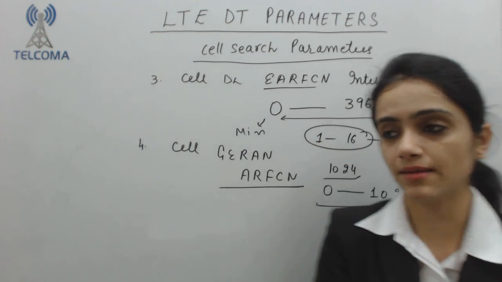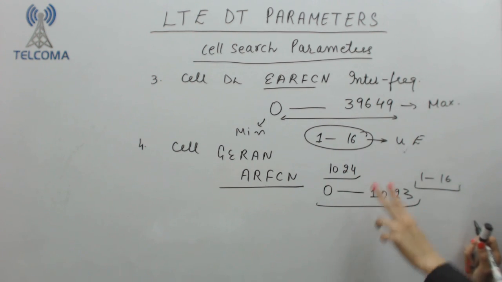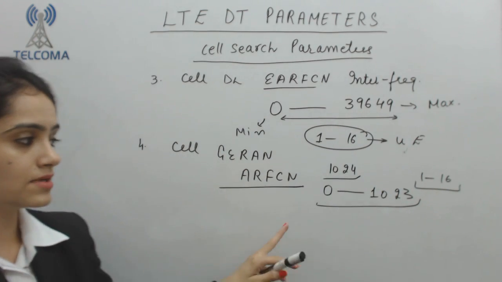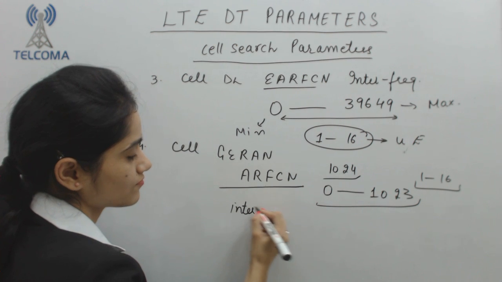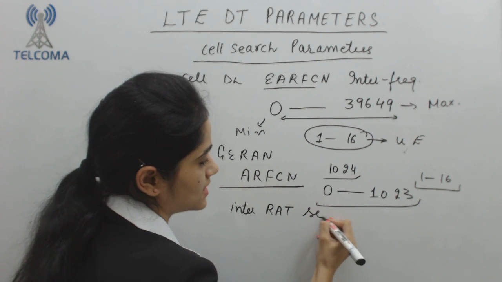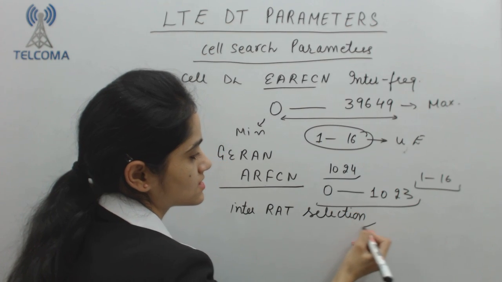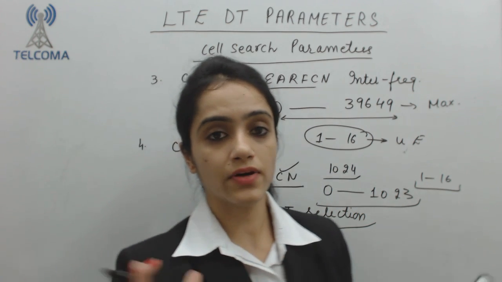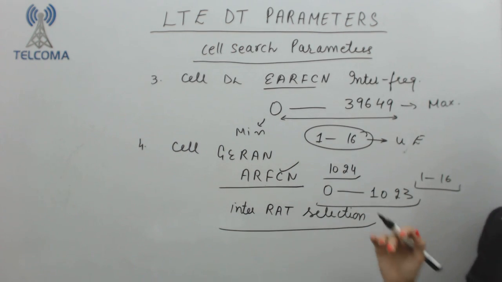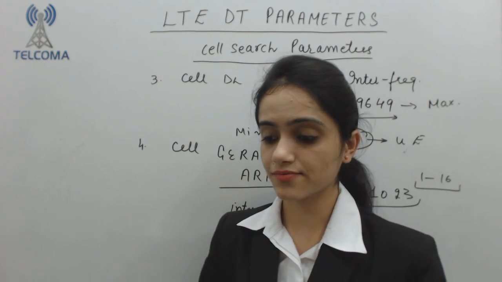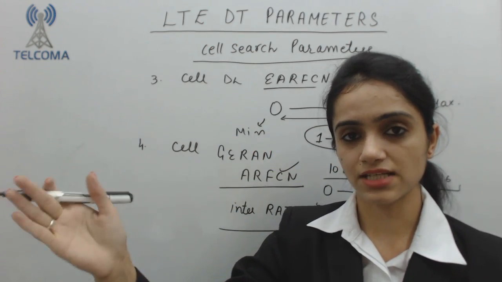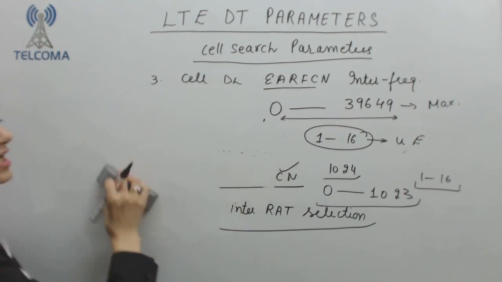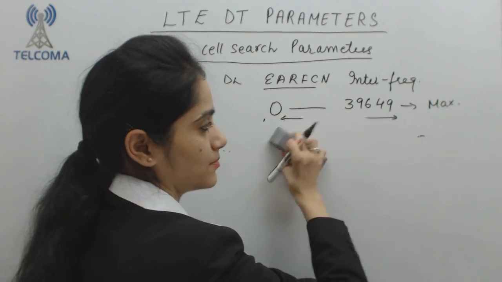So this one is the total limit from 0 to 1023, and then on an average limit, I have 1 to 16. And these numbers are used for inter radio access technology selection. These numbers, that means GRAN ARFCNs, are required whenever we have to move from one technology to another technology, in case of handovers from LTE to GSM or from LTE to 3G services. So these are the four parameters which are related to ARFCN and bandwidth.